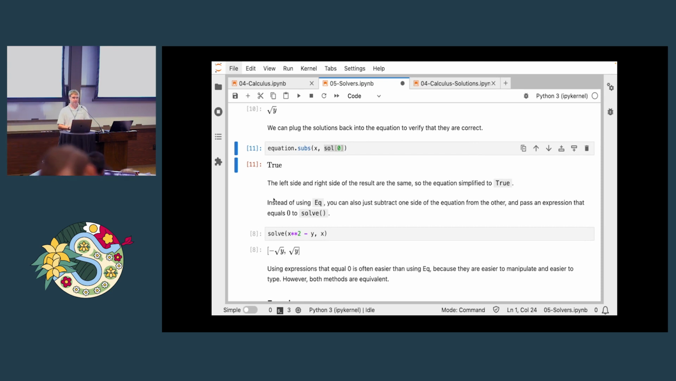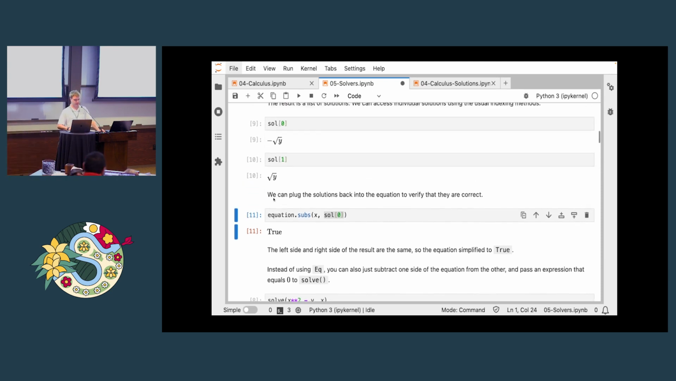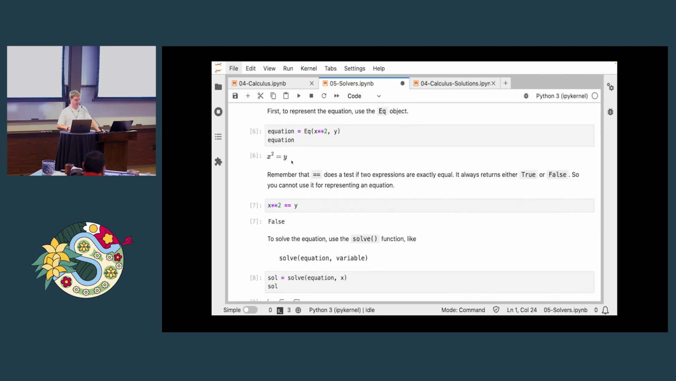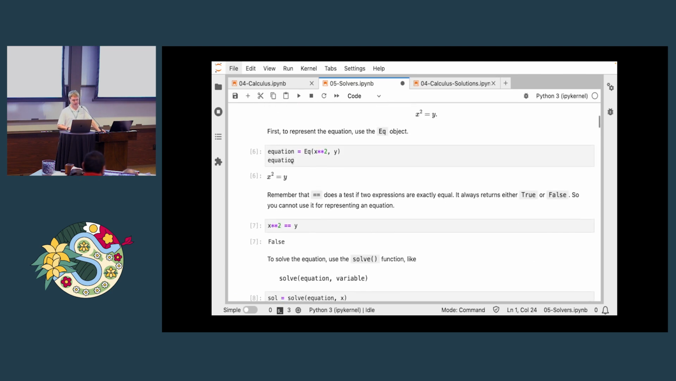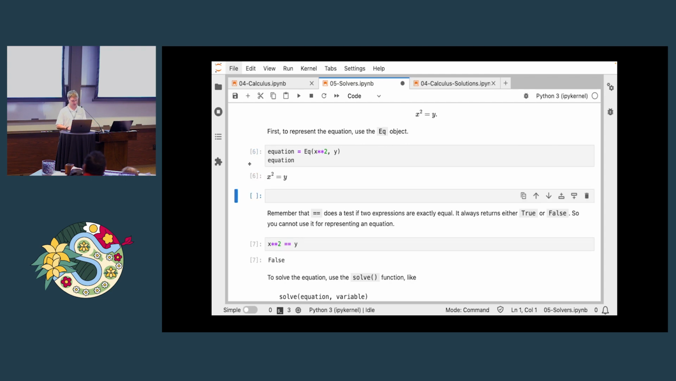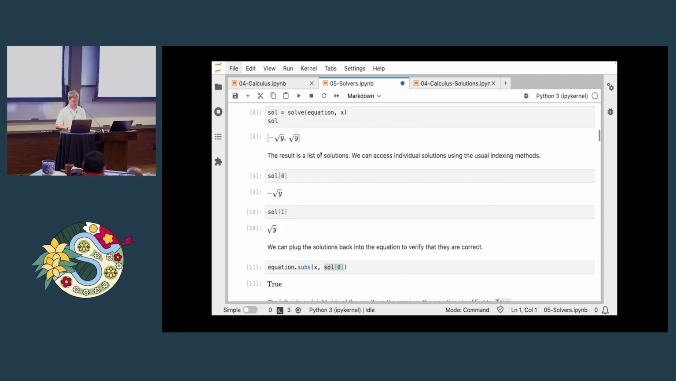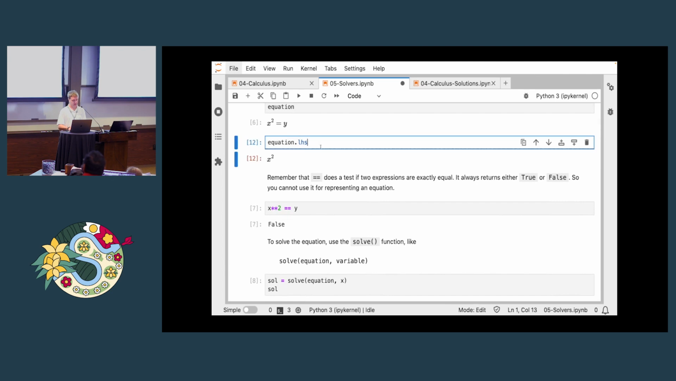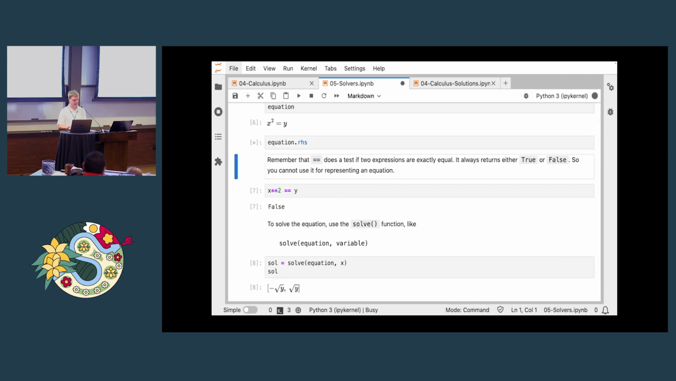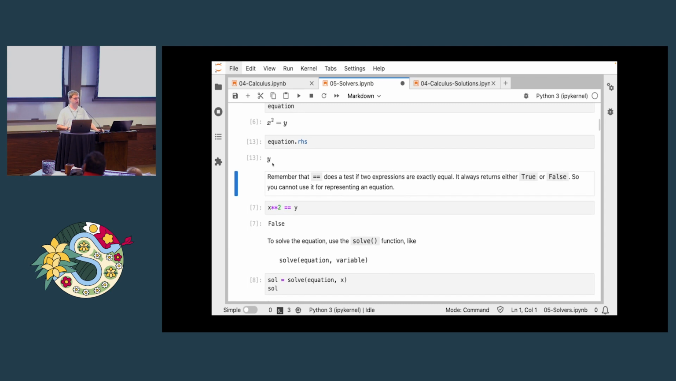So these equation objects are kind of nice. That's how we usually think of solving things, but they're also kind of annoying to work with because you can't add two equations to each other, or add something. If you want to manipulate an equation, you need to use the LHS and RHS attributes to access the different sides of the equation.